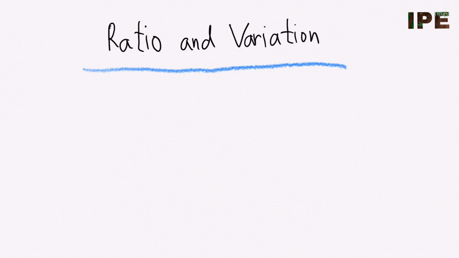This classroom is for the SAT math. Today's topic is ratio problems, direct variation, and inverse variation problems. Let's just start with ratio problems.